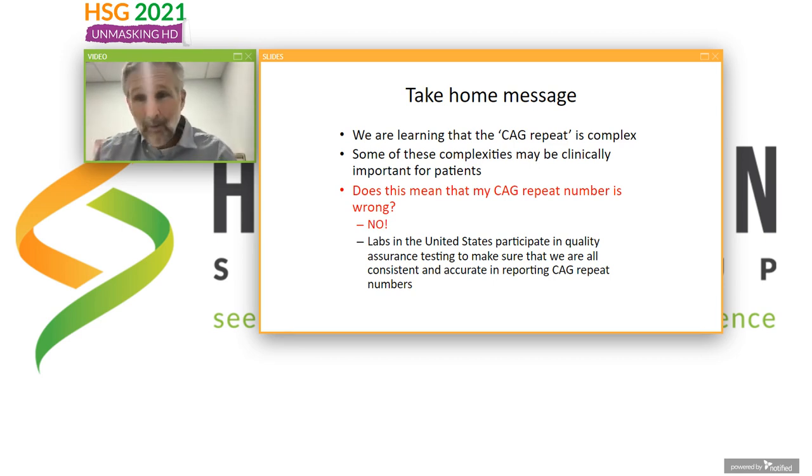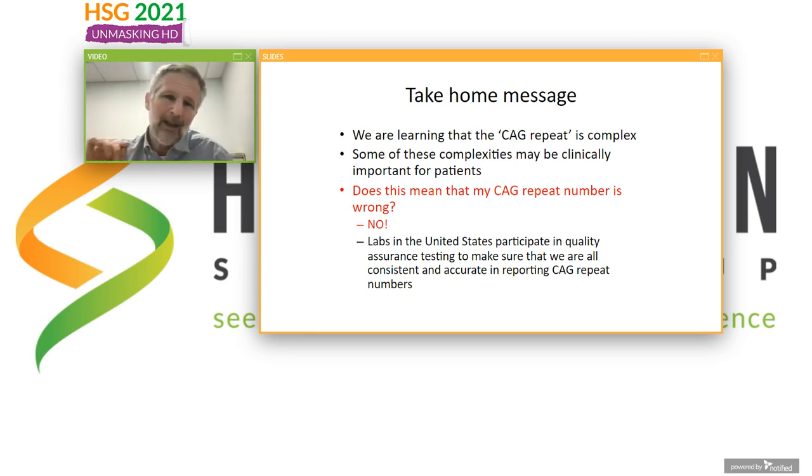One really critical take-home message I want you to take from today's talk is if you ask the question, does this mean my CAG repeat number is wrong? The answer is no. The CAG repeat number you got from the laboratory is absolutely accurate. It is the way that we report these tests for the last 30 years in the United States and through Canada and most of Europe and throughout a lot of the world. So I'm not trying to imply, absolutely not trying to imply that your CAG repeat number is wrong or inaccurate.